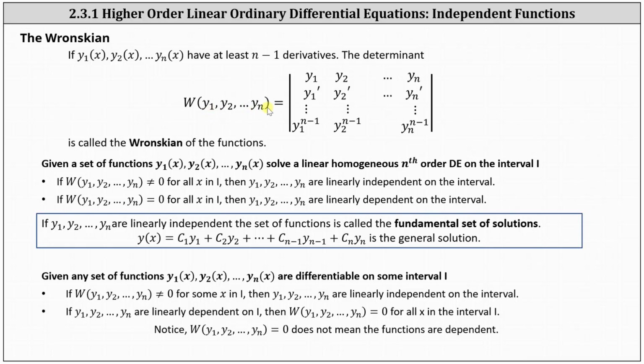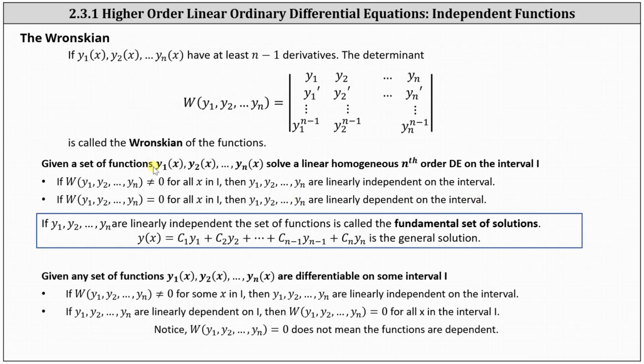So if we have a set of functions y sub 1 through y sub n that solve a linear, homogeneous, nth order differential equation on an interval I, if the Wronskian of y sub 1 through y sub n doesn't equal 0 for all x in the interval I, then y sub 1 through y sub n are linearly independent on the interval. If the Wronskian of y sub 1 through y sub n equals 0 for all x in the interval I, then y sub 1 through y sub n are linearly dependent on the interval.